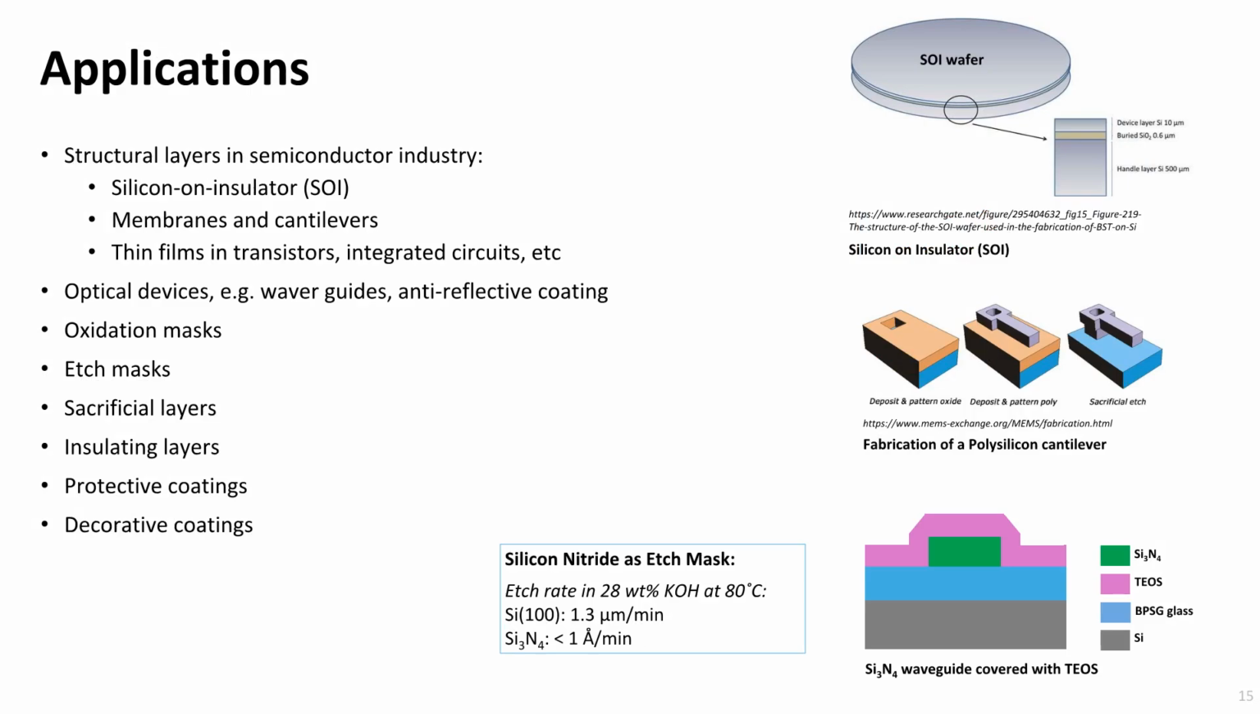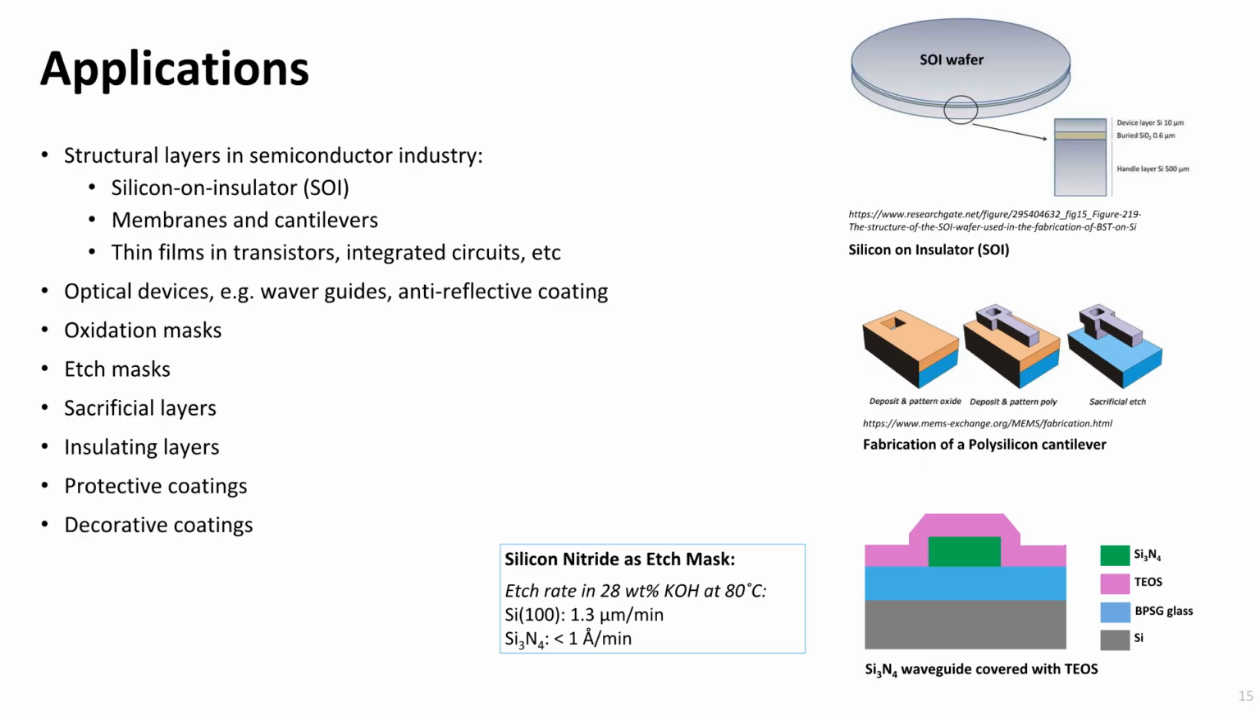CVD is a versatile technique with a wide range of applications across various industries. Here are some of the primary areas. Structural layers in the semiconductor industry encompass a wide range of components, including silicon-on-insulator wafers, membranes, free-hanging cantilevers, or thin films utilized in transistors and integrated circuits. Furthermore, CVD can be used to deposit materials for optical devices such as waveguides and antireflective coatings. Functional layers like oxidation and etch masks, sacrificial layers, and insulating layers are essential to the fabrication process.